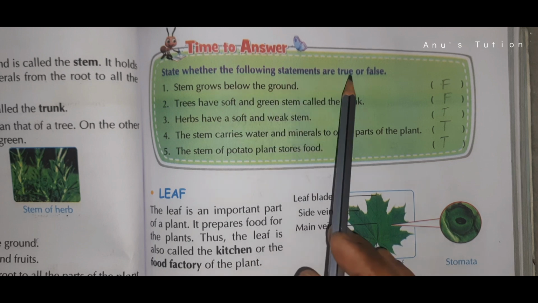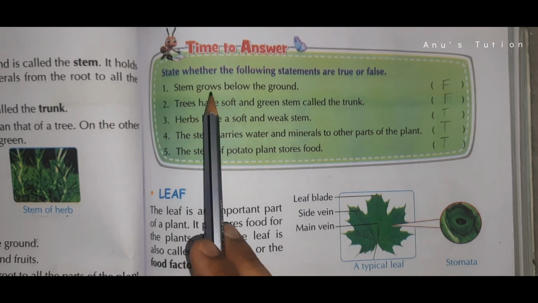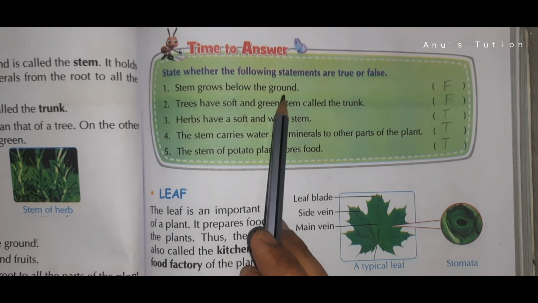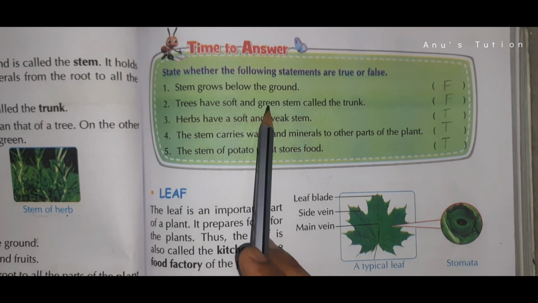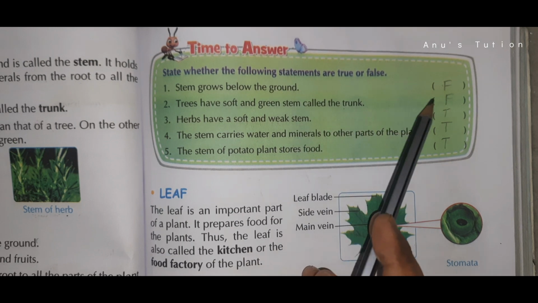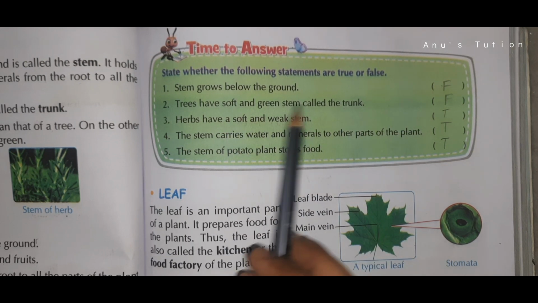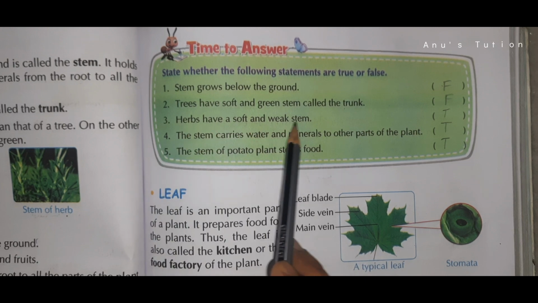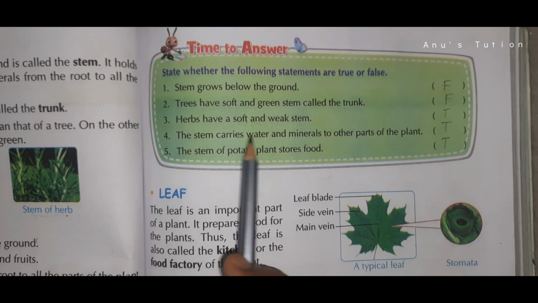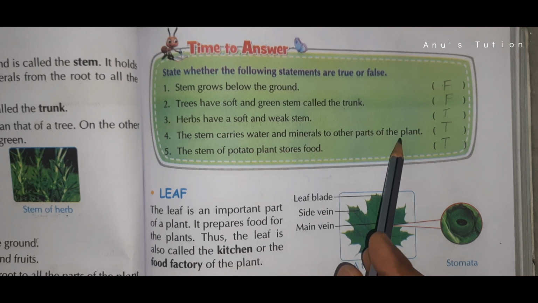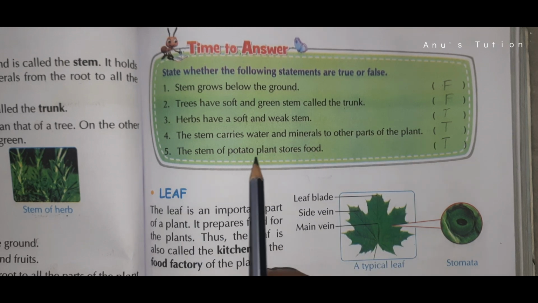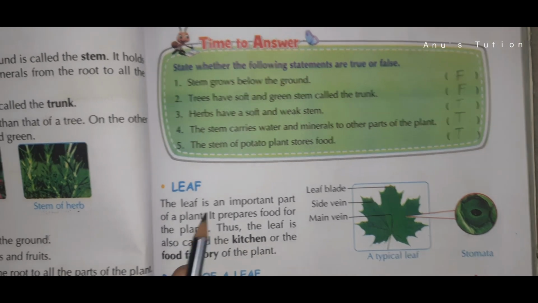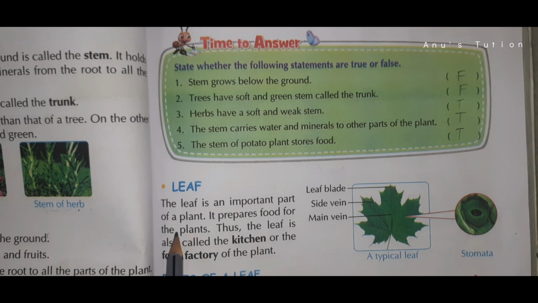State whether the following statements are true or false. The stem grows below the ground. False. It grows above the ground. Trees have soft and green stem called the trunk. False. The trunk is very thick and strong. Herbs have a soft and weak stem. True. The stem carries water and minerals to other parts of the plant. True. The stem of a potato plant stores food. Yes, true. Next we will jump to another topic.